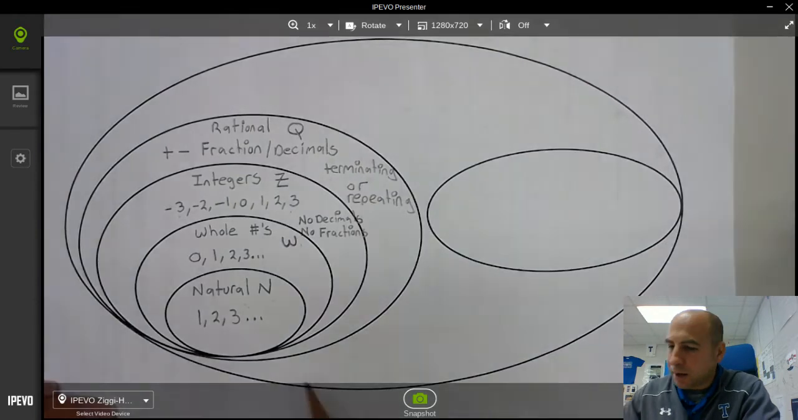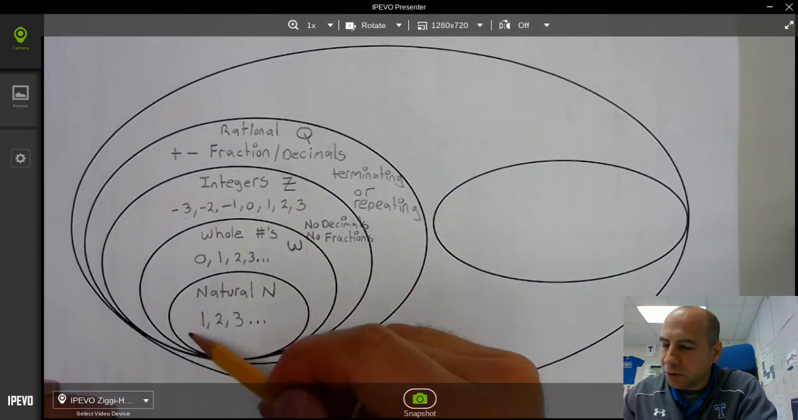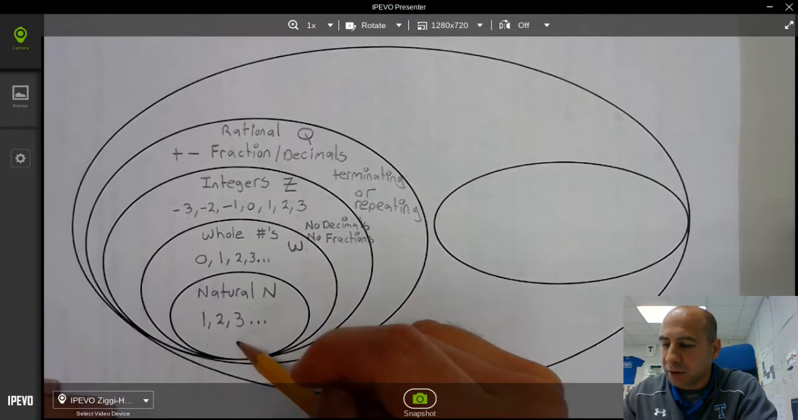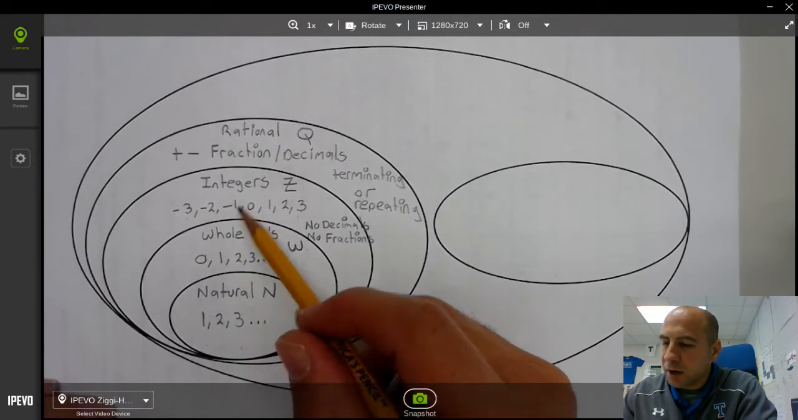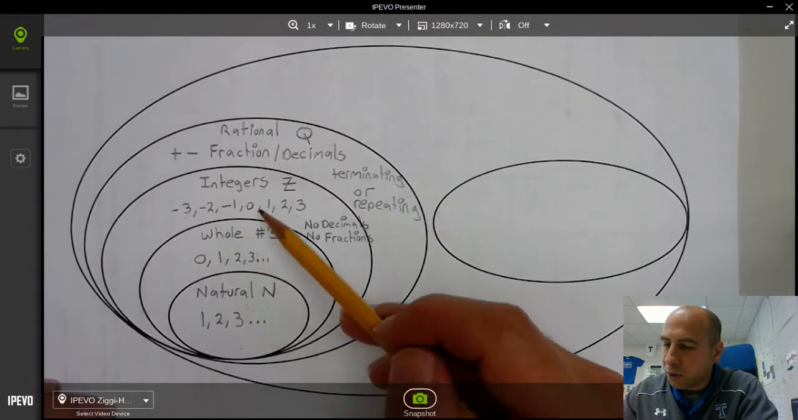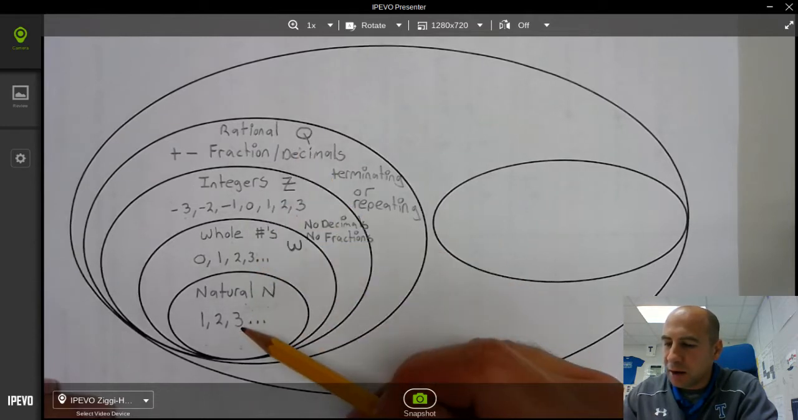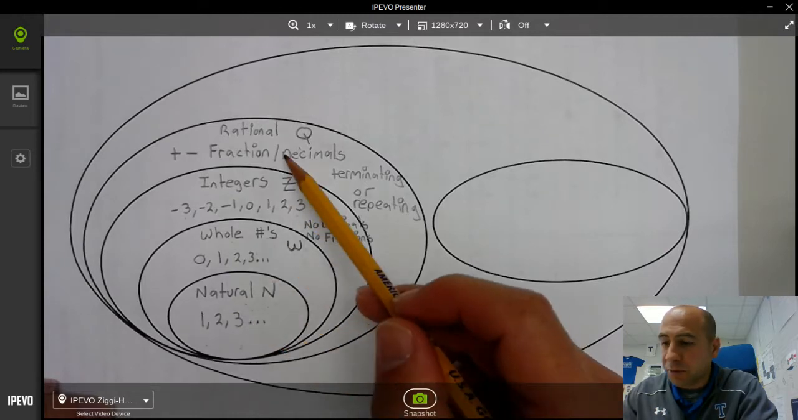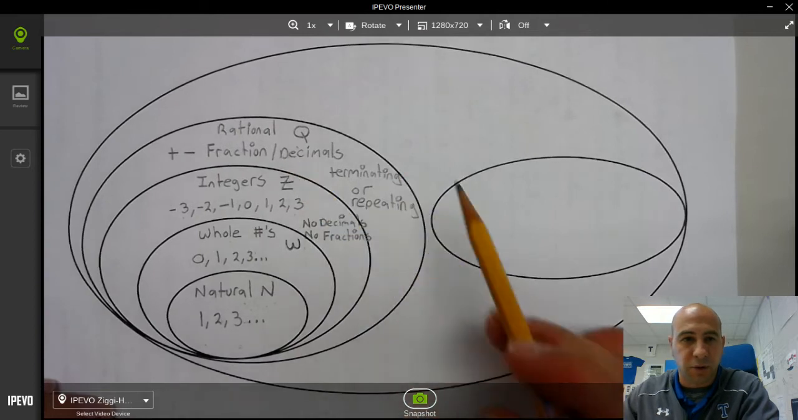Now, something you'll notice is that a natural number can be rational because you can do 1 divided by 1, 2 divided by 1, 3 divided by 1, which makes it a fraction. Whole numbers, again, can be. So this is how this works: a natural number can be a whole number, an integer, or rational, but a rational can't always be a natural number. Some of them can be, but not all of them. And that's kind of how this works, okay?